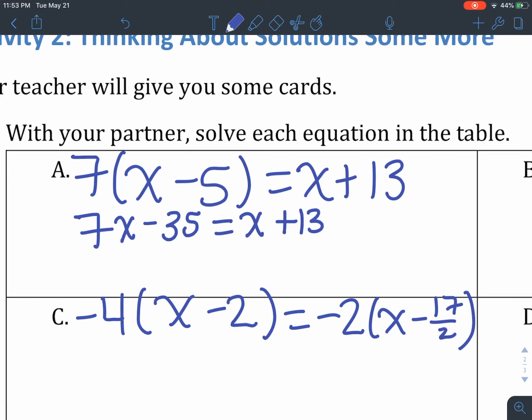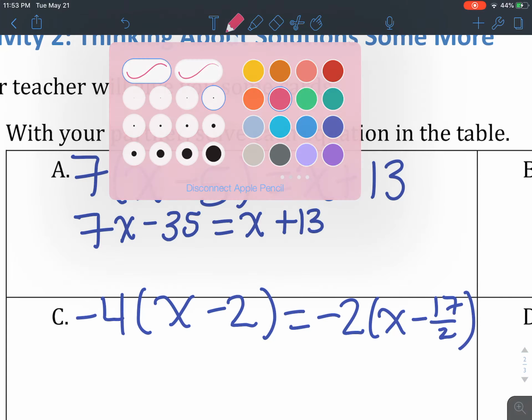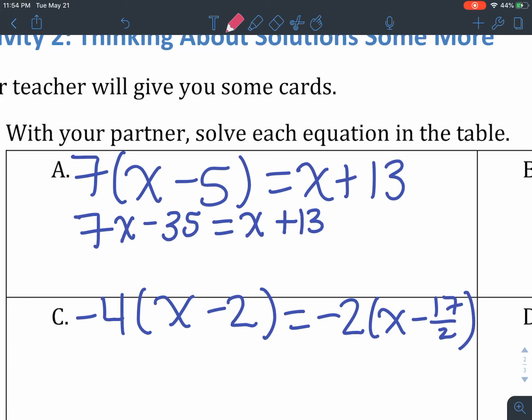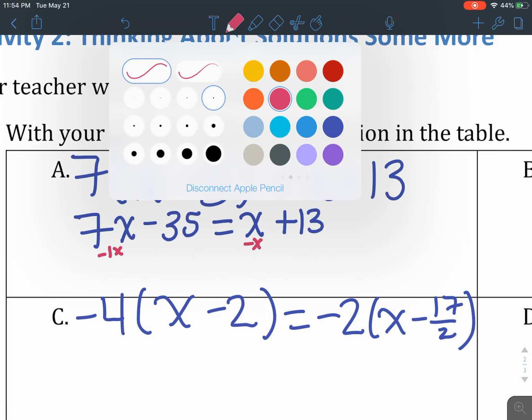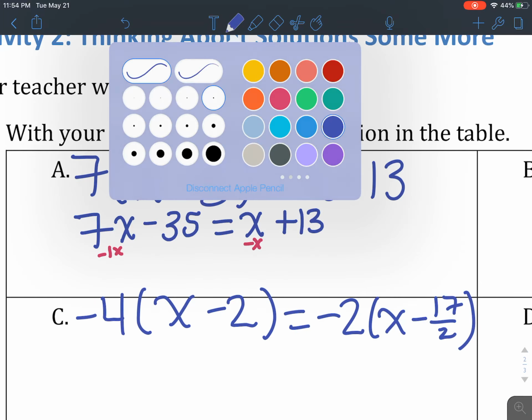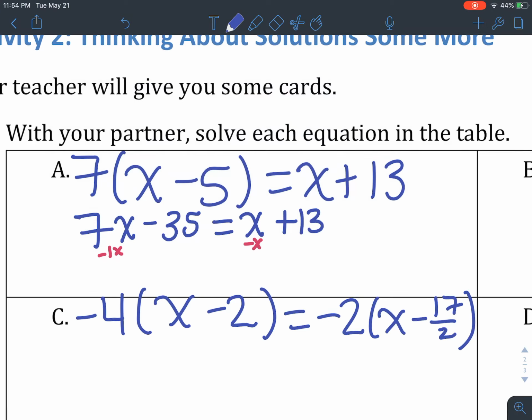Okay, so I'm going to change colors for you so that you can see my work that I don't want you to write on your paper. But if this helps you, this is where you would not type this in the calculator or in the computer. Okay, so I'm going to subtract 1x from both sides. So 7x minus 1x is going to give me 6x minus 35 equals 13.